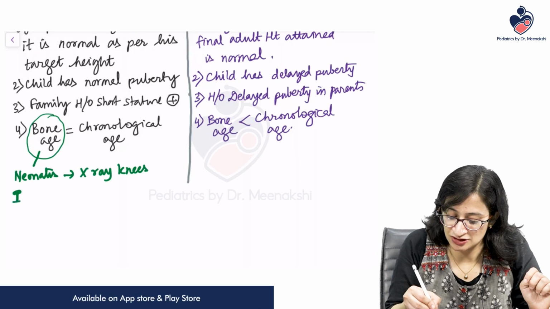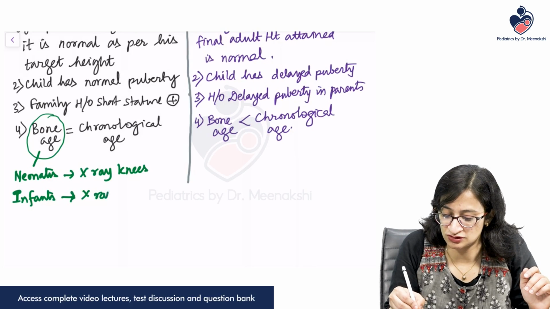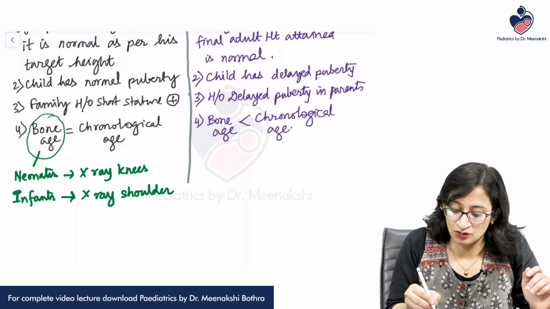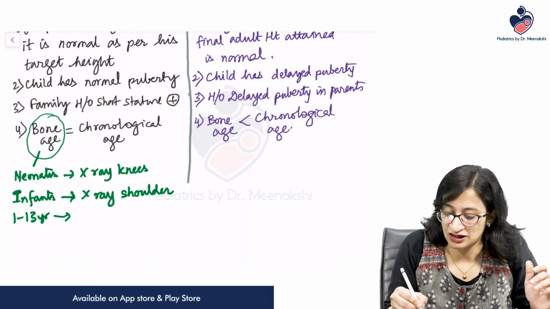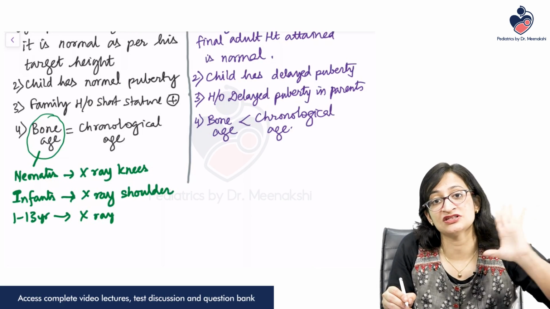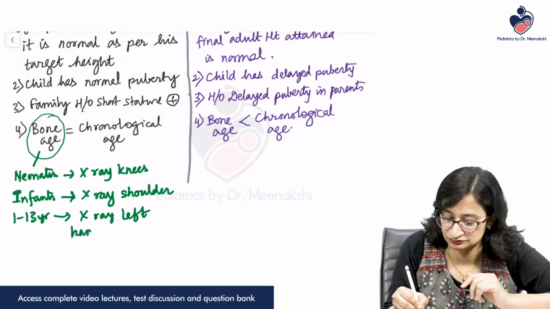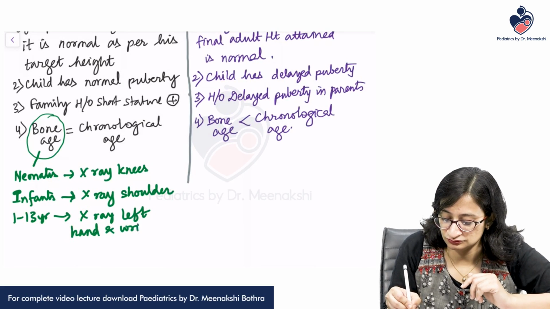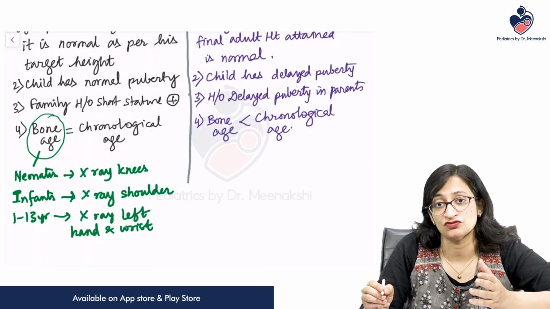In infants, especially between 3 to 9 months of age, X-ray shoulder is very useful. While in children between 1 to 13 years of age, the X-ray of hand and wrist is used. Conventionally, it is the left side which is preferred. So X-ray left hand and wrist is used to get an idea about the bone age of a child.